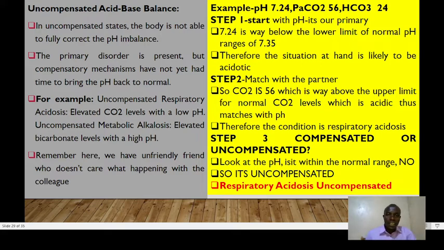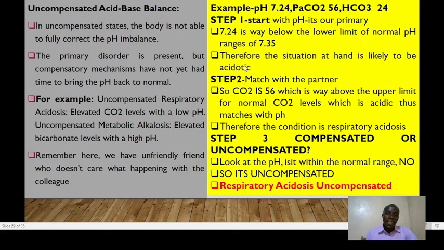So the pH here is 7.24. This 7.24 is way below the lower limit of the normal pH range. The lower limit is normally 7.35. So that means the situation at hand is likely to be acidosis. Okay? Because 7.24 is way below 7.35, the lower limit of the normal range, which is 7.35 to 7.45. So this is acidosis.